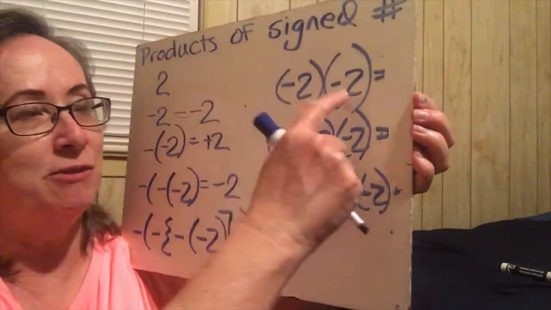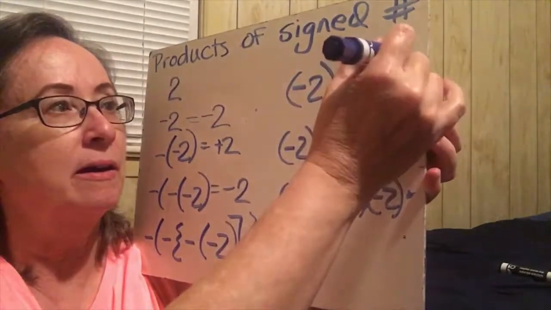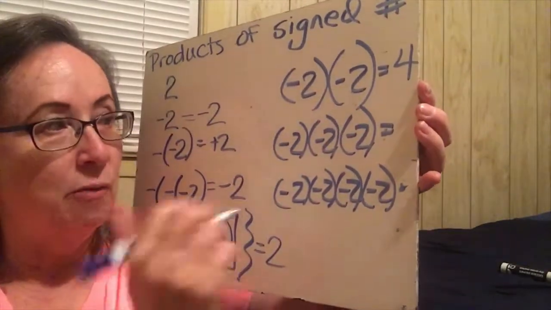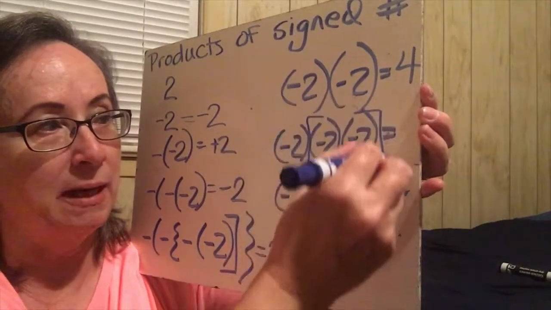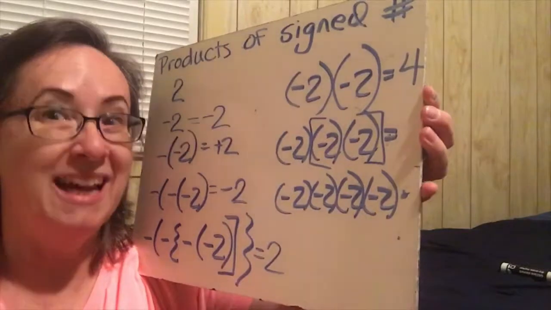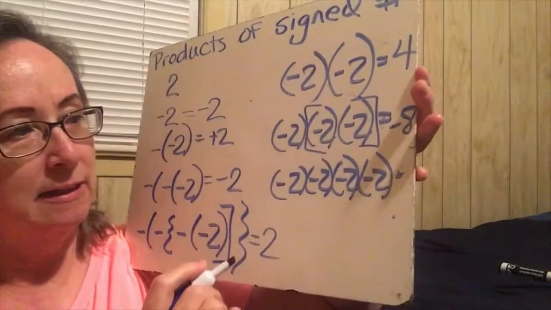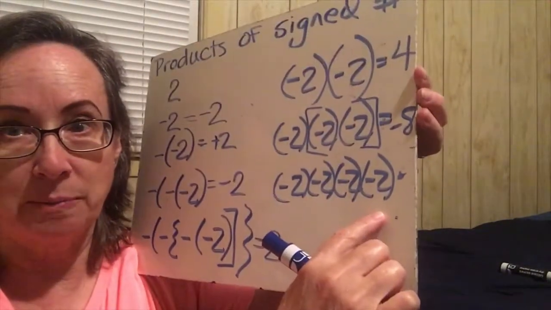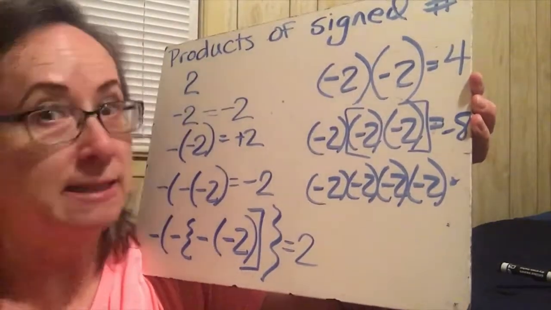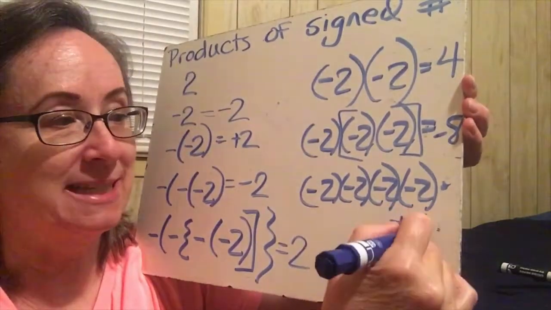So here we have negative 2 times negative 2, which is going to be positive 4. And then we have a negative 2 times a negative 2 times a negative 2, which, remember, 2 of these made up a positive 4. So a negative 2 times a positive 4 is going to make the answer negative again. It's going to be a negative 8. And then we had 4 of them multiplied together. So we have a negative 2 times a negative 2 times a negative 2 times a negative 2. That's a lot of negatives. Don't be so negative. And that's going to give us a positive 16.